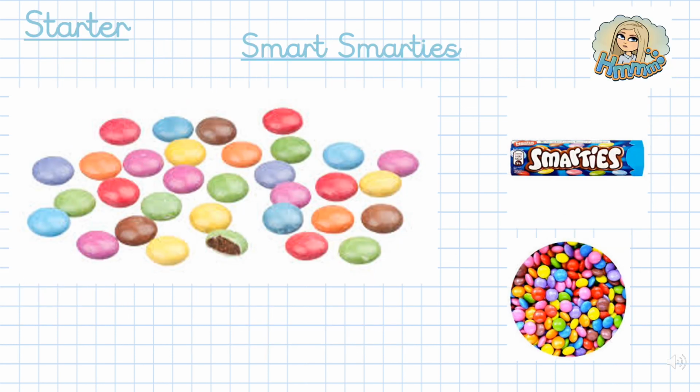For your starter, you need to make up 3 maths questions about the Smarties on the screen. Make sure they link to fractions. For example, you might say, what fraction of the Smarties are red? What fraction of the Smarties are yellow?